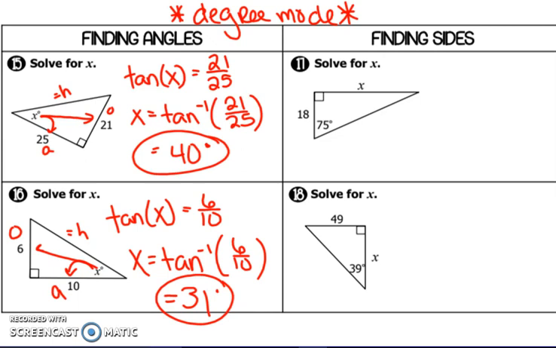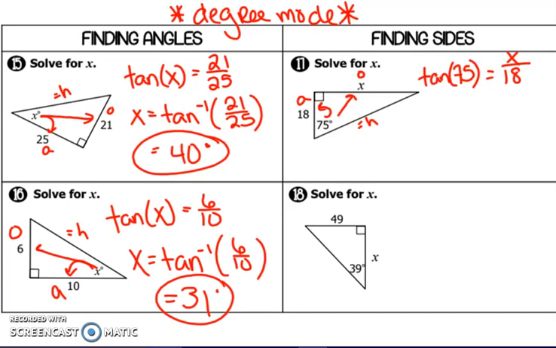Now, when it comes to problems like number 17, again, start by labeling your hypotenuse. Well, I don't have one, so that tells me we're using tangent. If I go opposite my angle, that is x. And if I go next to or adjacent to it, that is 18. So from here, I have the tangent, well, this time I have a degree, so it's 75 degrees, equals x over 18, opposite over adjacent.